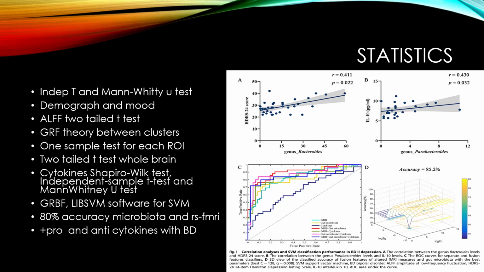But to summarize it all, they took each one of these data measures into higher order mathematics, and somehow found there was an 80% prediction rate for the resting state development networks in comparison with the microbiota, which I think is kind of interesting. They also found an increase in pro and anti-inflammatory cytokines with the bipolar disorder itself.